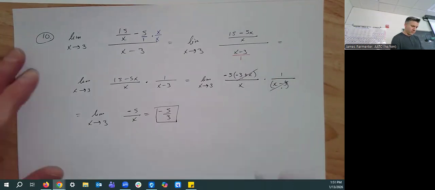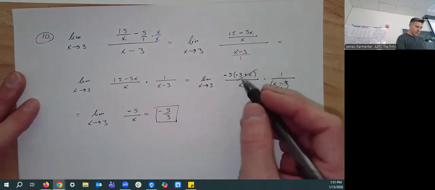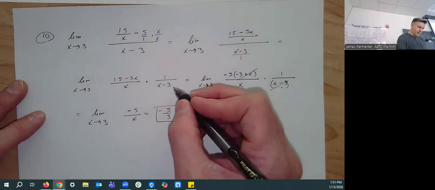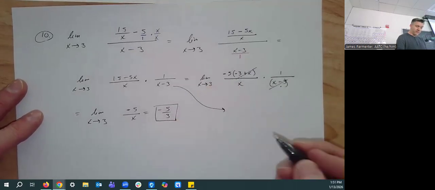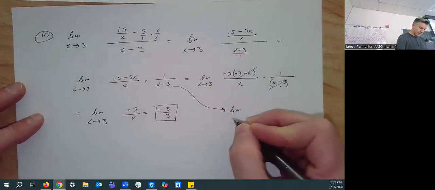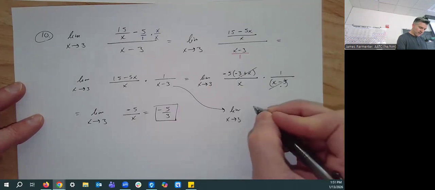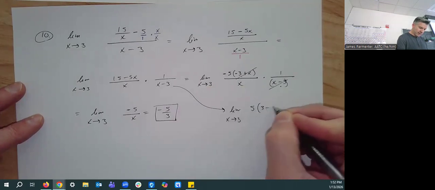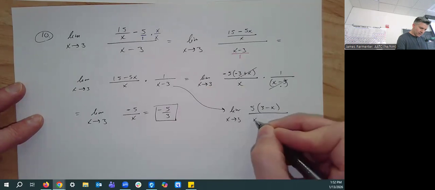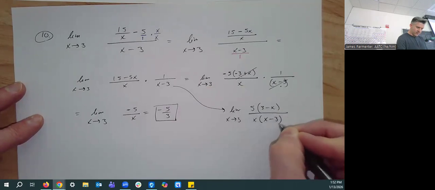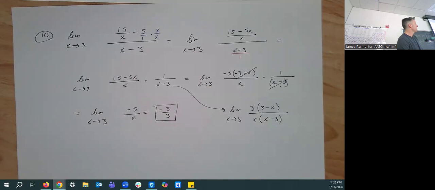Kind of an interesting point here, just as something that's noteworthy. If, on the other hand, we had factored out just 5, say we had the limit as x approaches 3 of 5 times 3 minus x over x times x minus 3. What's 3 minus x divided by x minus 3?